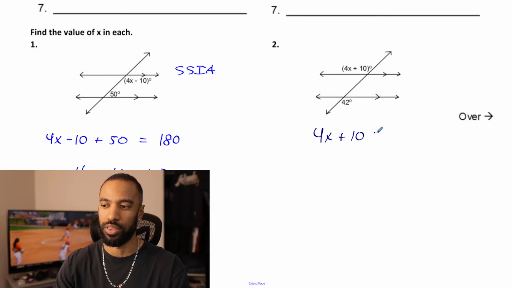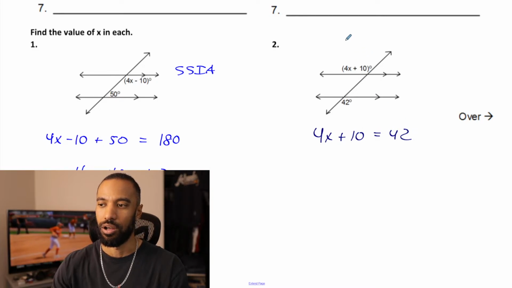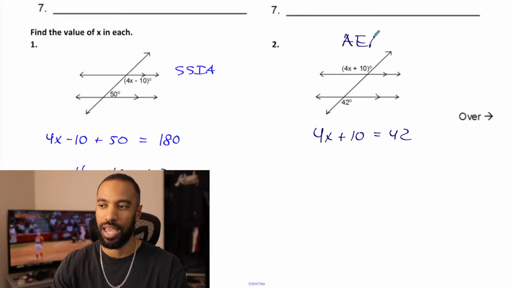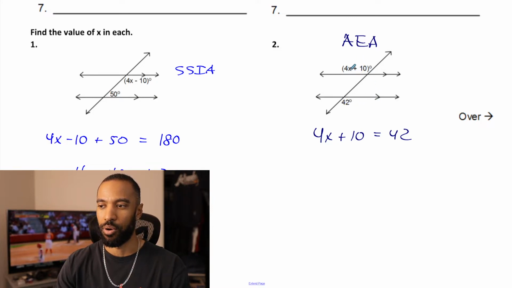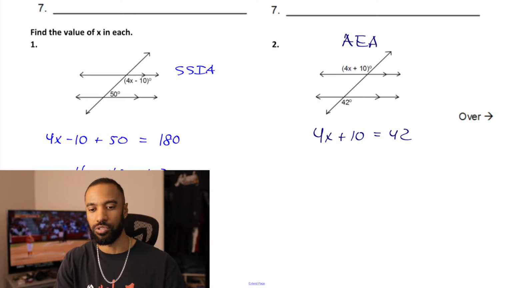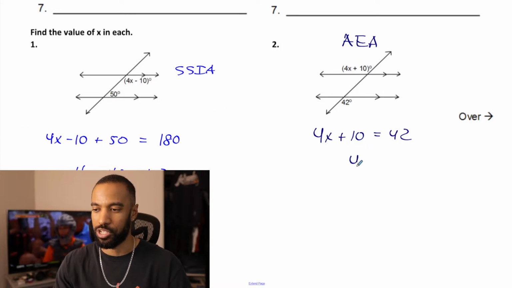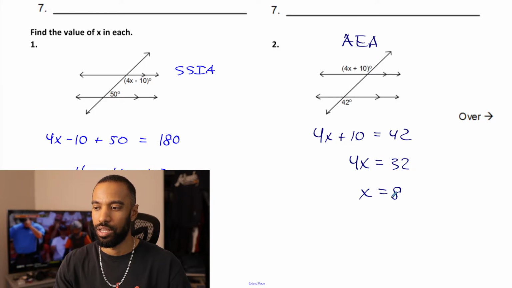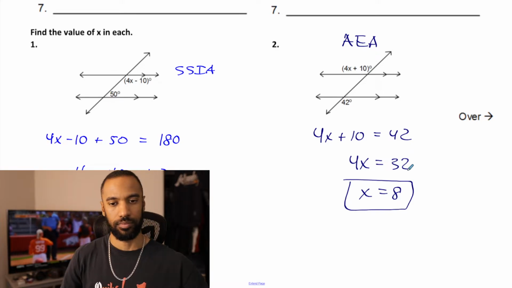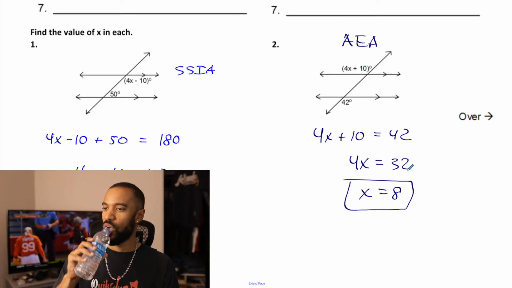By the way, what are these angles known as? Alternate exterior angles. They are on opposite sides of the transversal, and they are both outside of their respective parallel lines. These are alternate exterior angles. When lines are parallel, alternate exterior angles are congruent to each other. You get x equals 8. I'll let you absorb that for a second.